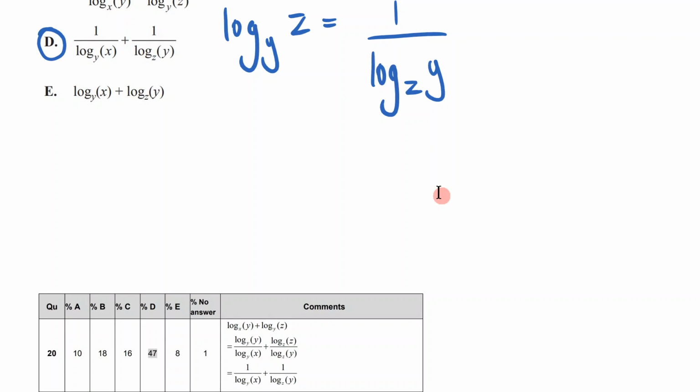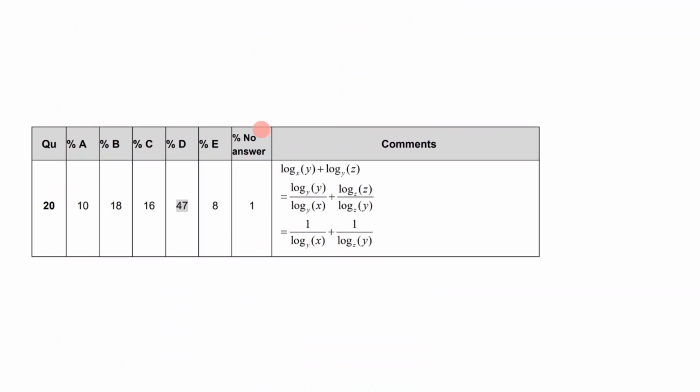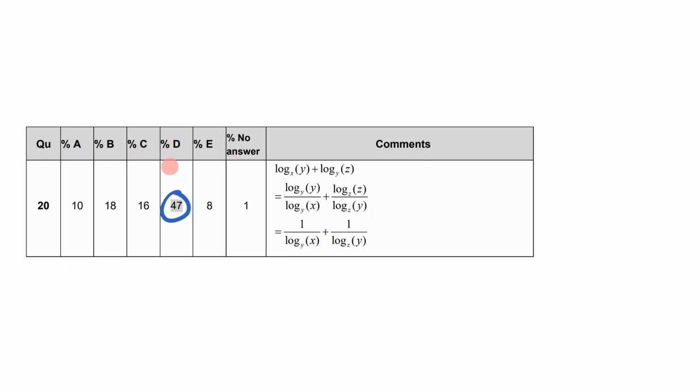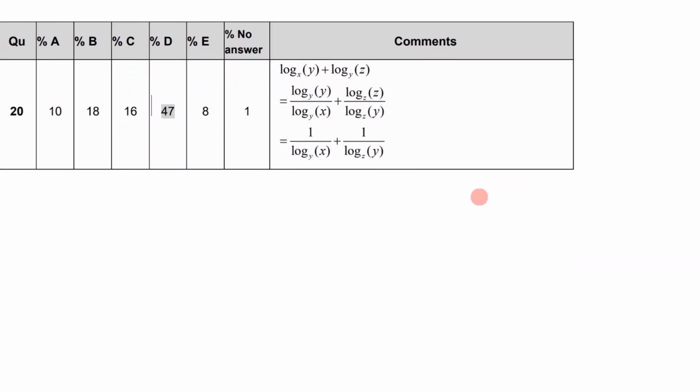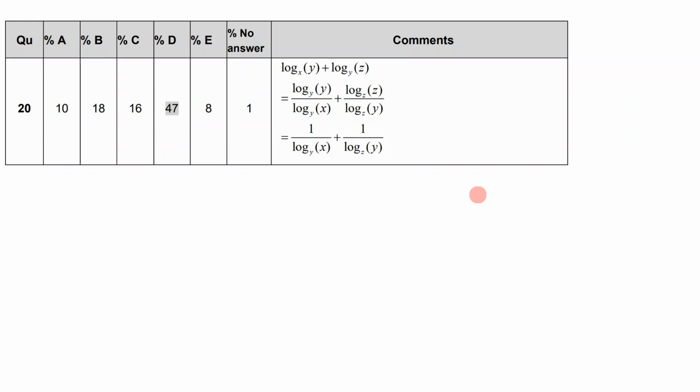Let's come and look here, and as you can see, 47% of people got the full mark there, or got it correct. They put D down. You can see the working out that VCAA has provided, and it's just a little bit more detailed than what I've said. Let me walk you through what they're saying here.